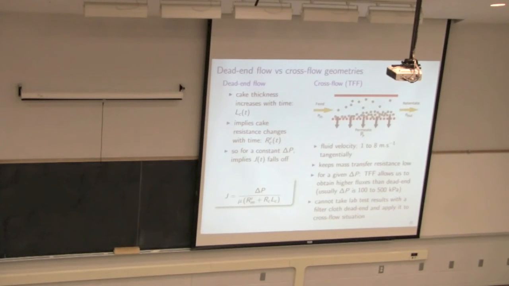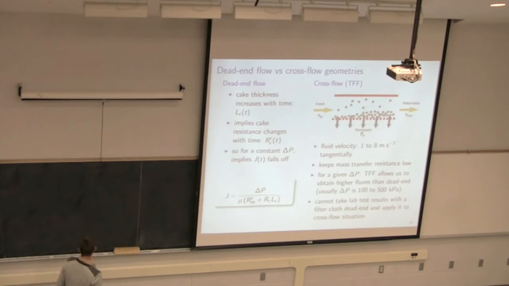Okay, so just some other details to recognize is that with dead end flow, obviously our cake is going to increase with time, so that L_C, the thickness of the cake, is going to build up. As we've seen before, this resistance due to the cake gets higher and higher with time. As that increases with time, for a constant delta P, a constant medium resistance, and constant viscosity, my flux is going to fall off, and it falls off pretty dramatically.